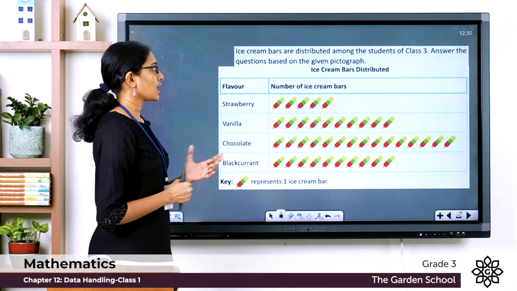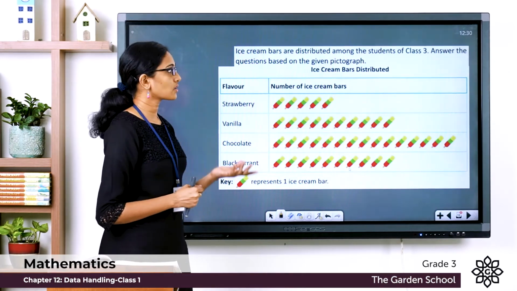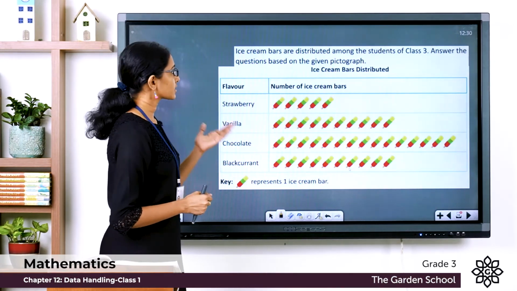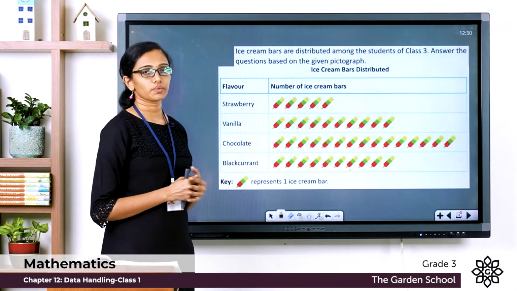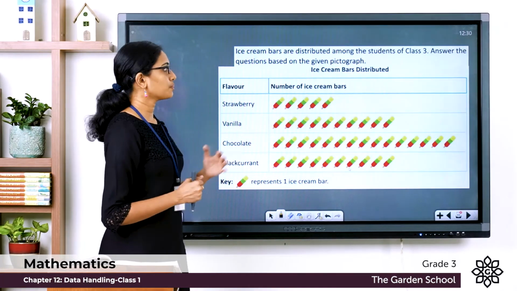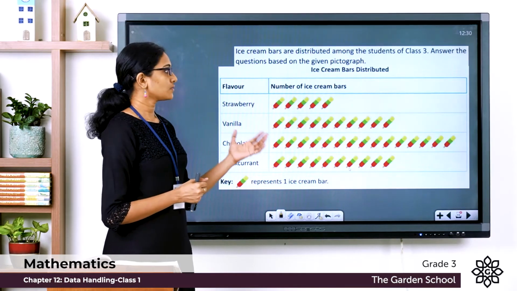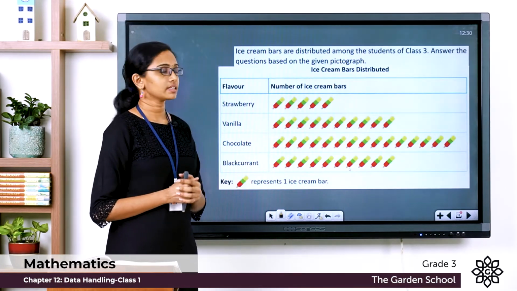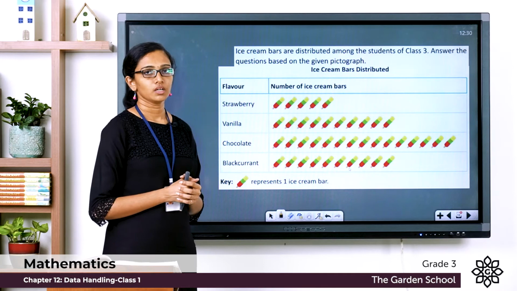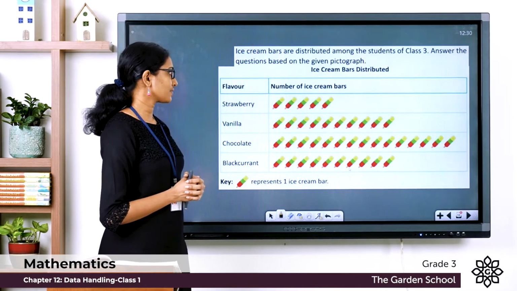Ice cream bars are distributed among the students of class 3. Answer the questions based on the given pictograph. So here you are given one pictograph and you have to study this pictograph and answer the questions given based on this one. So let's have a look at the pictograph given here.